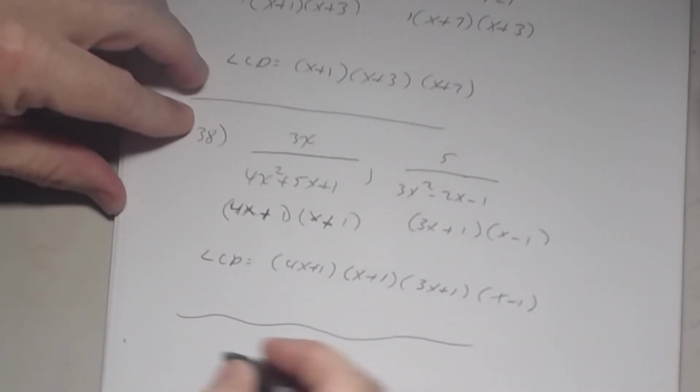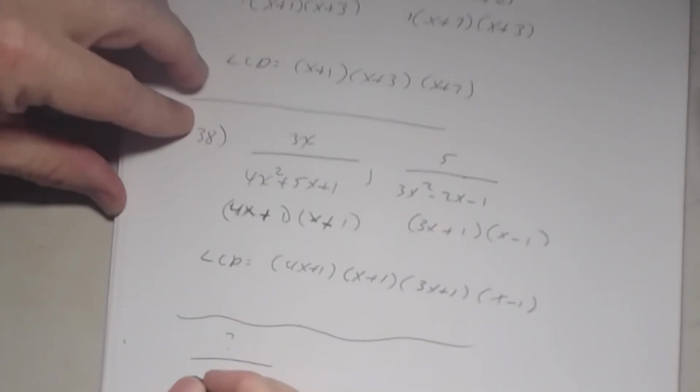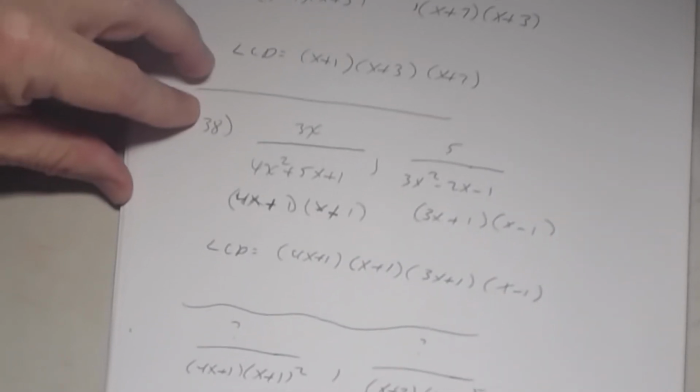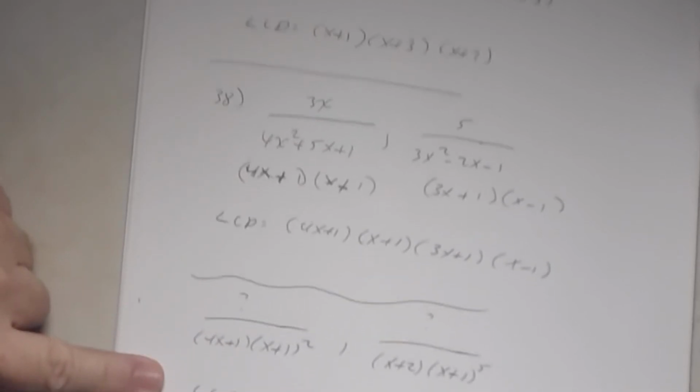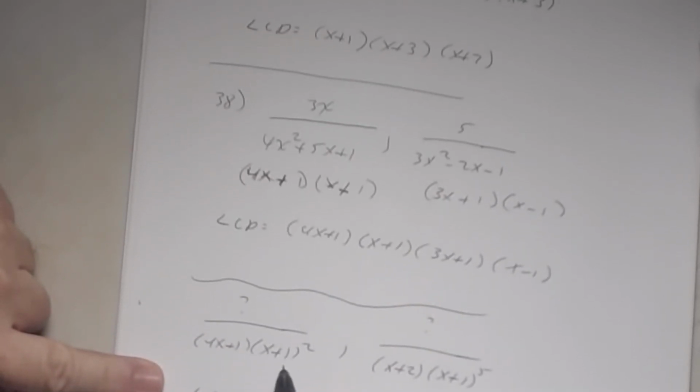So if you had this, let's say your denominator is 4x plus 1 times x plus 1 squared, comma, and then let's say this one is x plus 2 times x plus 1 to the 5th, okay? What will be the LCD? You have 4x plus 1. How many do you need? 1. Okay. The next one is x plus 1. How many do you need? 1 or 2. Nope. You only need 2. How many do you need? 5. You need 5 of them, because you have 2 here and 5 here.